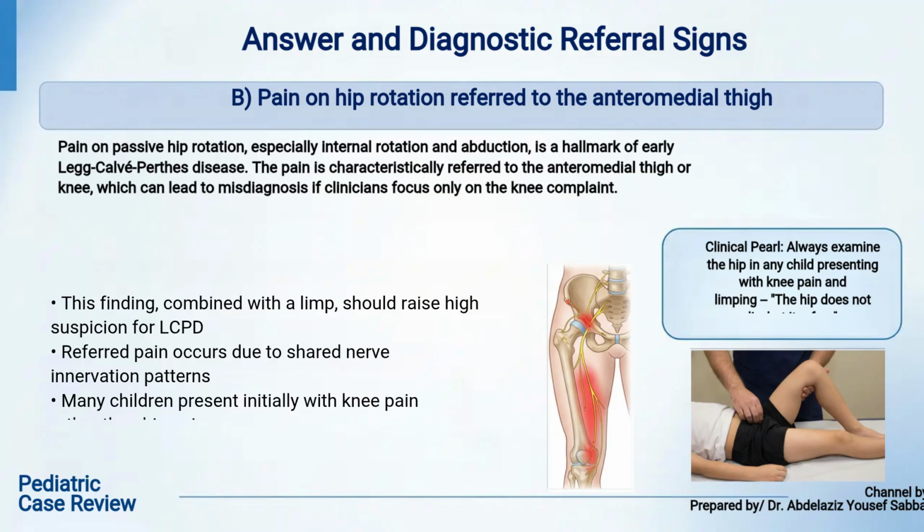Referred pain occurs due to shared nerve innervation patterns between the hip and knee. Many children present initially with knee pain rather than hip pain. Early recognition prevents delayed diagnosis and treatment. Clinical Pearl: always examine the hip in any child presenting with knee pain and limping. Remember the saying, the hip does not lie, but it refers.